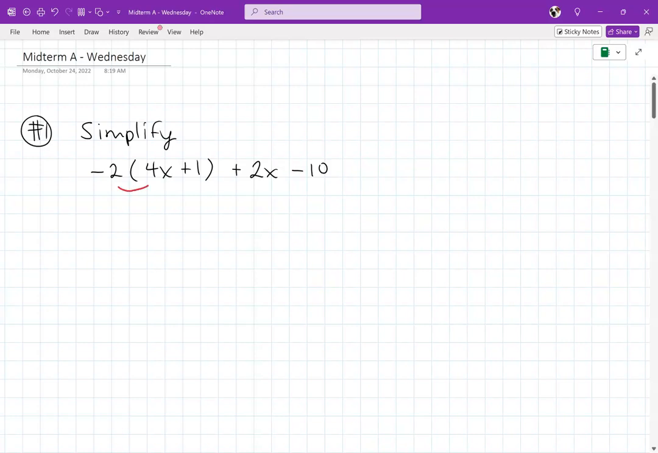So I'm going to distribute here and there. So that's going to give me a negative 8x minus a 2 plus a 2x minus a 10. Okay, so negative 8x minus a 2 plus a 2x minus a 10. Now, combine your like terms. So my x's are like terms. So negative 8x plus 2x is negative 6x. And then the numbers are like terms. So negative 2 minus 10 is a negative 12.